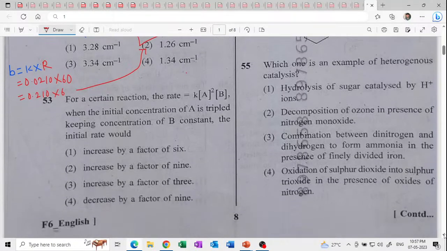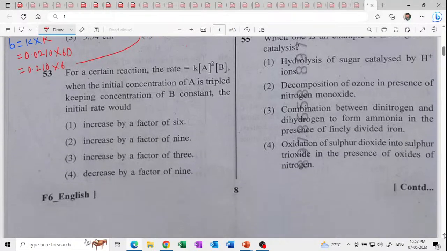Next question, question number 53. For a certain reaction, the rate is equal to K into A raised to 2, B. When the initial concentration of A is tripled, keeping the concentration of B constant, the rate increases by 3 raised to 2, which is 9. So it increases by a factor of 9. This is your answer for question number 53.